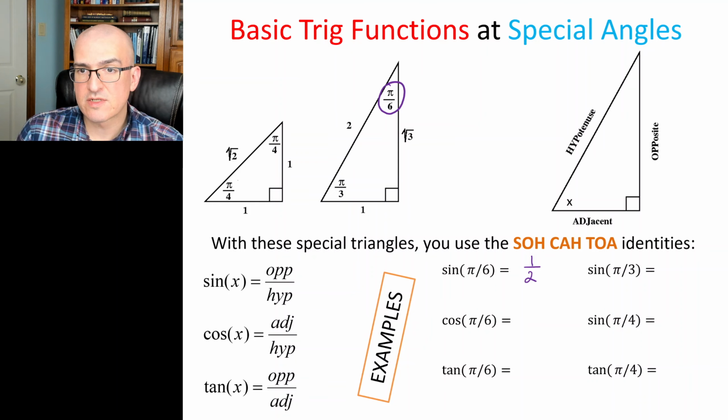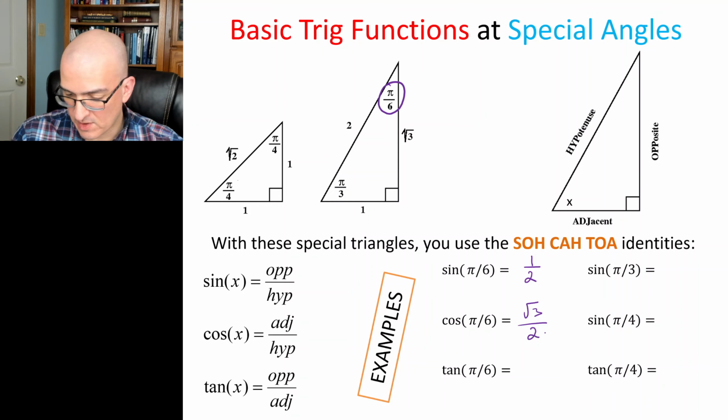Cosine pi over 6, so adjacent to the pi over 6 is a root 3, and then it's adjacent over hypotenuse for the cosine function, so root 3 over 2. And then tan of pi over 6 is opposite over adjacent, so 1 over root 3.